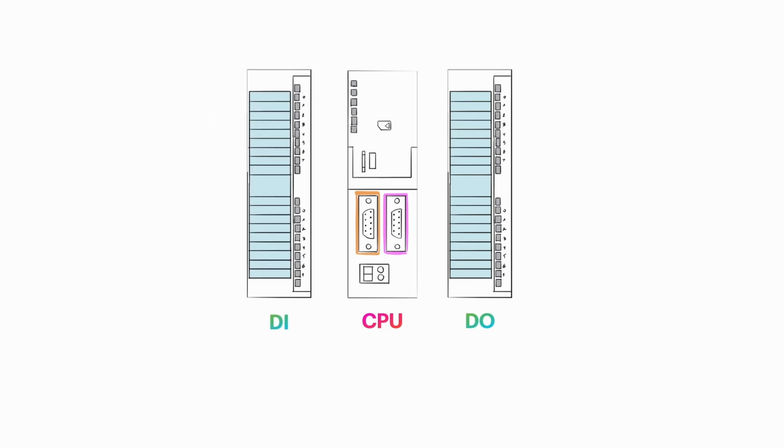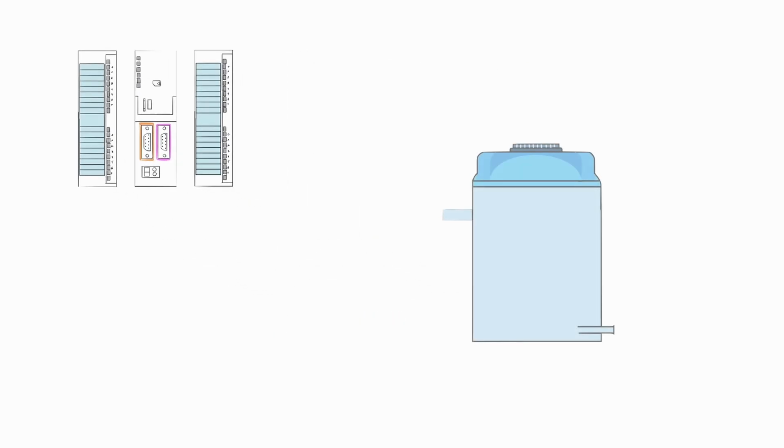A PLC can have digital input modules and digital output modules. To understand how they work, let's look at an example. Imagine we have a tank that should automatically empty when it becomes full. To detect the water level, we install a 24-volt DC float switch. To control the water flow, we use a 24-volt solenoid valve. The float switch has a default open contact that closes when the water reaches a certain level.